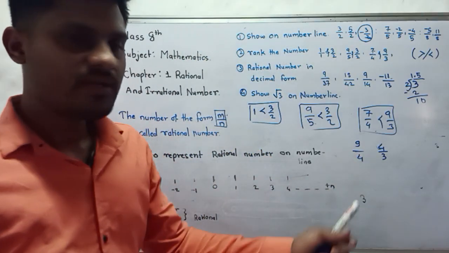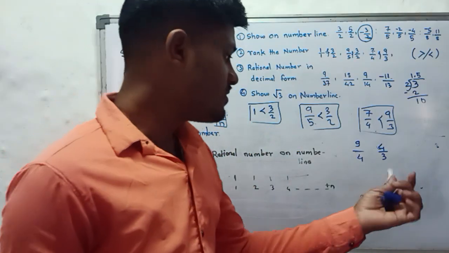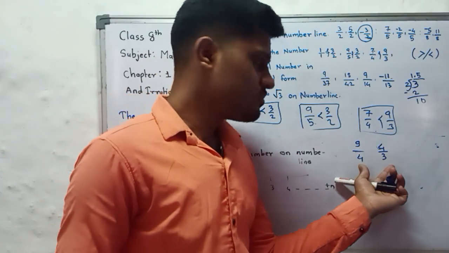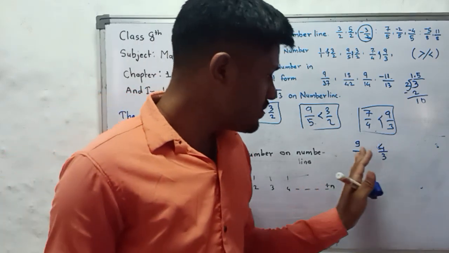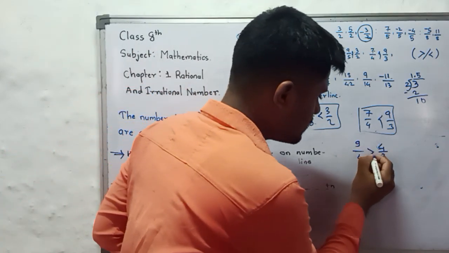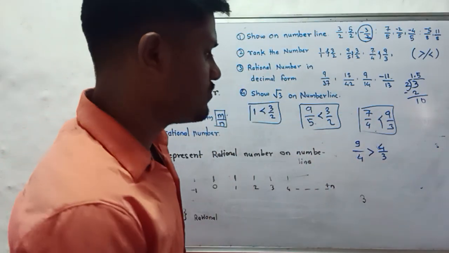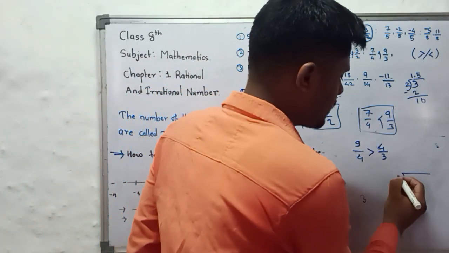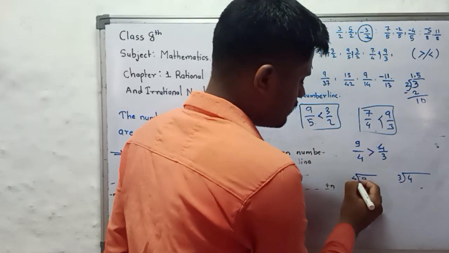Which term is greater and which term is lower in this case? Can you say? Because these are just terms whose difference is very small, you cannot say this term is greater and this term is smaller. For that you have to solve that particular term. So we will solve it like 3 by 4 and 9 by 4.